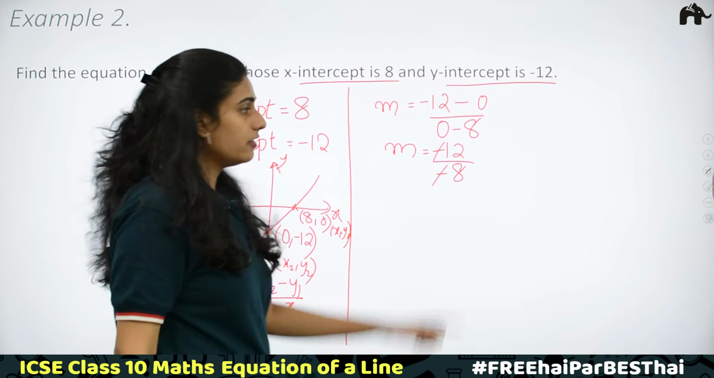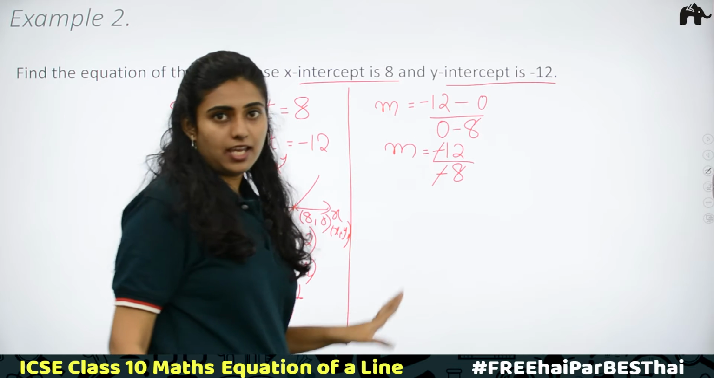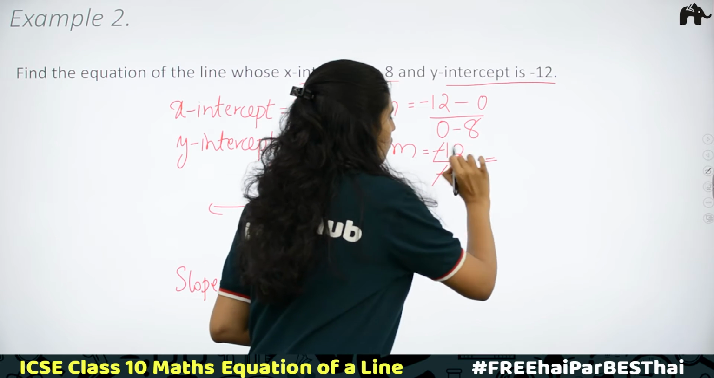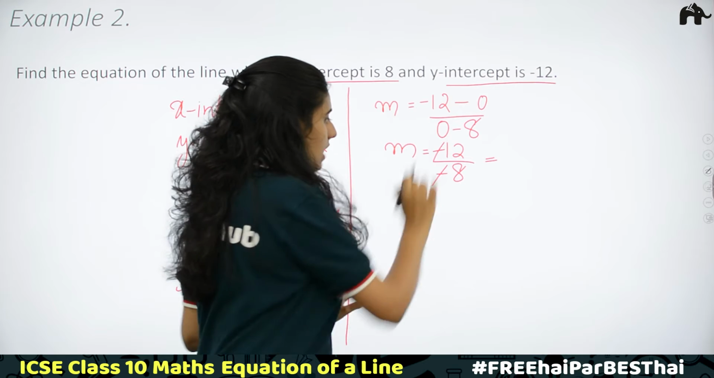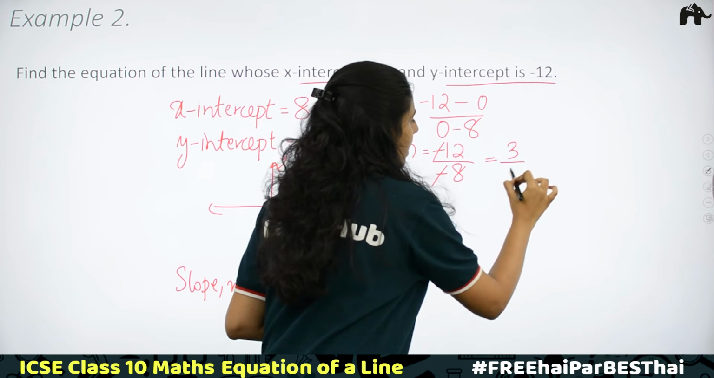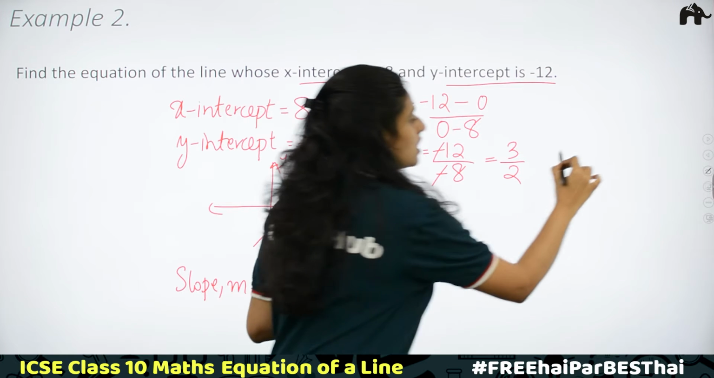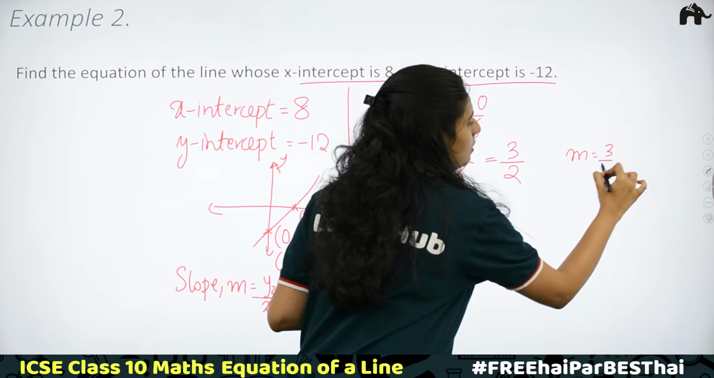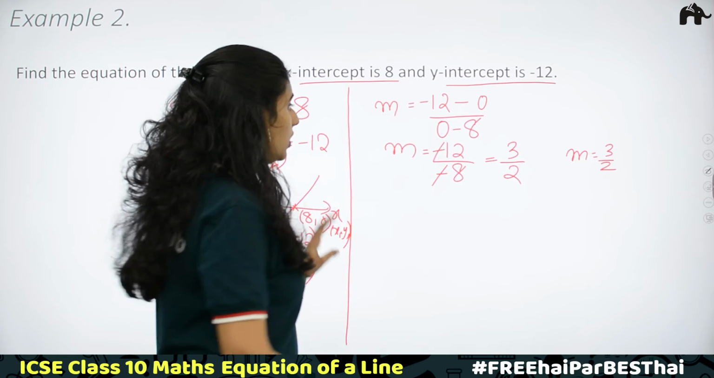Negatives can be removed. You have 12 divided by 8. That is, 4 into 3 is 12 and 4 into 2 is 8. We get 3 divided by 2. Therefore, our slope m is equal to 3 by 2. Now we can find the equation of the line.